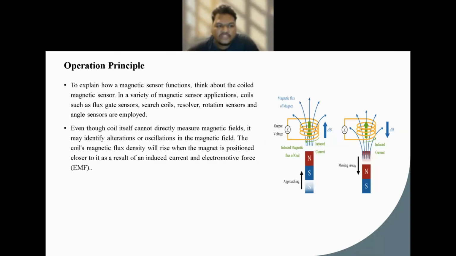The operation principle explains how a magnetic sensor functions. Think about the coil magnetic sensor. In a variety of magnetic sensor applications, coils such as flux gate sensor, search coil, resolver, rotation sensor, and angle sensor are employed. Even though a coil itself cannot directly measure a magnetic field, it may identify alteration or oscillation in the magnetic field. The coil magnetic flux density will rise when the magnet is positioned closer to it, as a result of an induced current and electromotive force (EMF).